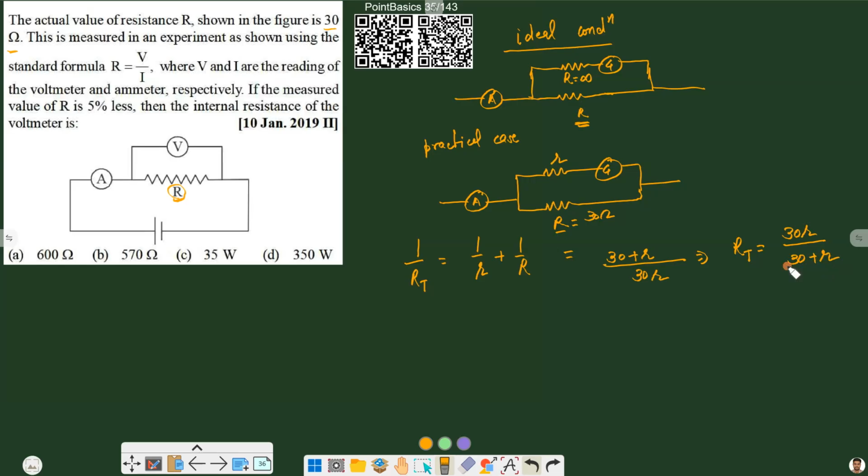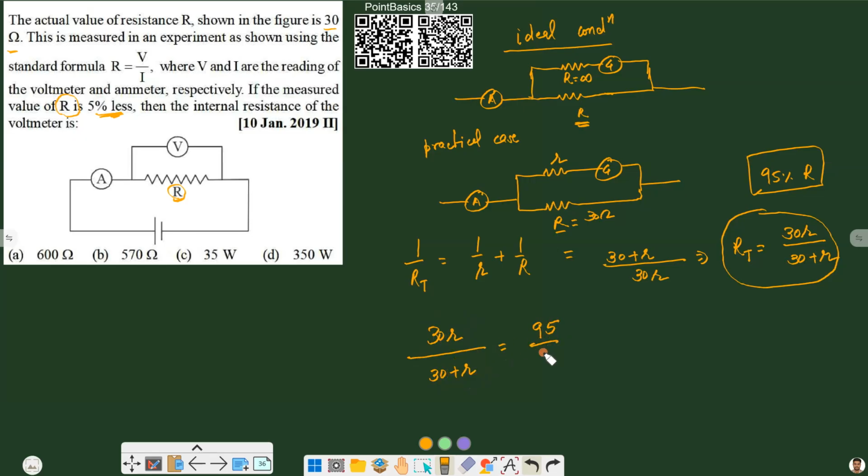Now, as per the question, this value is 5% less than the actual value of R, or we can say this value is 95% of the actual value of R. So 30r divided by 30 plus r is 95% of the actual value of R, that is 30.